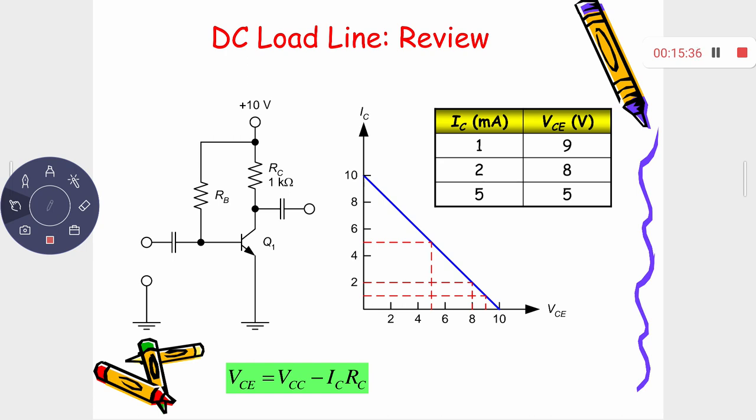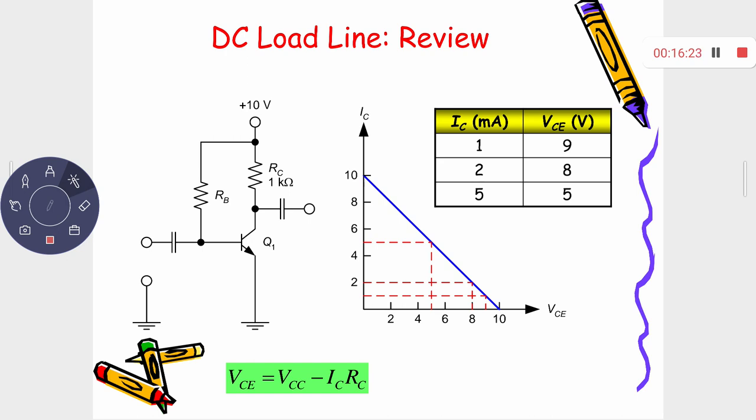In this particular case, VC could have been anything. So if IC is equal to 1 milliampere, then what is your VC? I am changing this RB, which is not fixed, and accordingly you can have different values of IB, and accordingly different values of IC. So suppose IC is equal to 1 milliampere, then what is VC? IC of 1 milliampere flowing through 1 kilo ohm gives a 1 volt drop, so this voltage is 9 volt. So if IC is equal to 1 milliampere, then VC is equal to 9 volt.